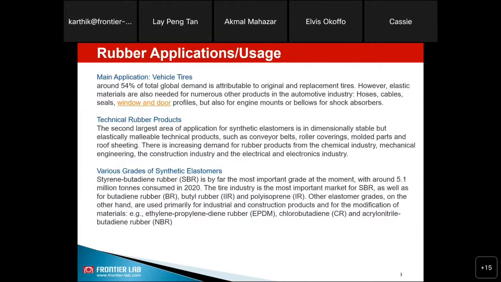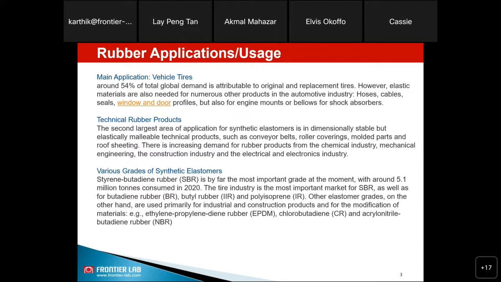Where are these rubbers used? The main application is vehicle tires. Around 54% of global demand is attributable to the original, that means new purchase and replacement of tires. However, this rubber material is used in other products within the automotive industry, like hoses, cables, seals, window and door profiles, even engine mounts and bellows for shock absorbers.